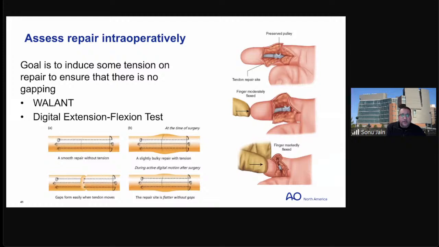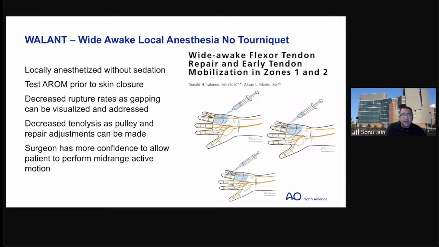So you want to assess your repair intraoperatively. Try to do this under wide awake local anesthesia, no tourniquet, or you could do it under sedation if your patient's uncomfortable, and you can wake them up and have them actively participate. Ultimately, at the end of the day, you're testing active motion with patient participation to make sure there's no gapping here. So this is going to be important. Again, I think Dr. Tang will talk about more of that later on.